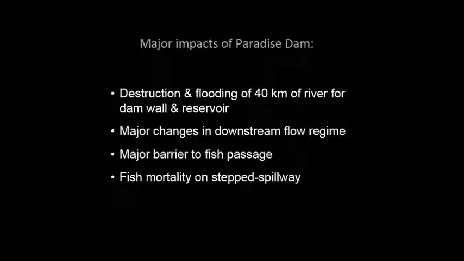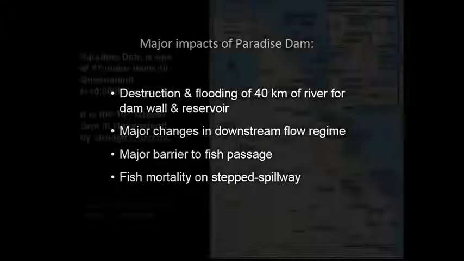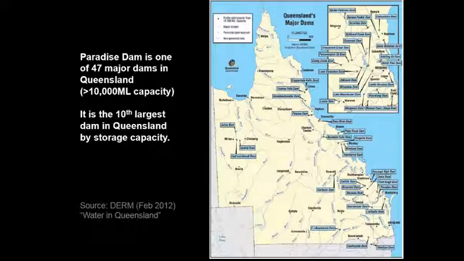So basically, a big dam like that has some major impacts: destruction of a huge amount of habitat, major changes in the downstream flow regime, a major barrier to fish passage, and a lot of fish mortality as fish go over the spillway. This dam is actually built with steps on the spillway. So there are these big steps that everything that goes over whacks into and gets their head bashed in. So there's massive fish mortality in floods.